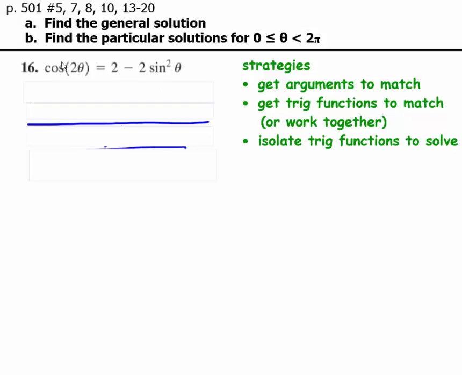So since we're looking at cosine 2 theta, let's use our double argument property to transform this side of our equation into something with just theta. And more than that, remember, we've got some choices when it comes to cosine and our double argument property. So let's use the one that uses just sine, because we've got sine over here. Okay, so now we've got sine on both sides, and we've got our argument matching. We're in good shape. So now it's time to solve. Let's go ahead and isolate your trig function.